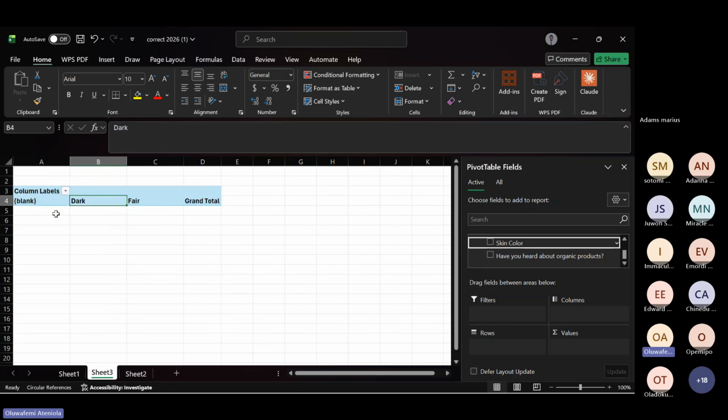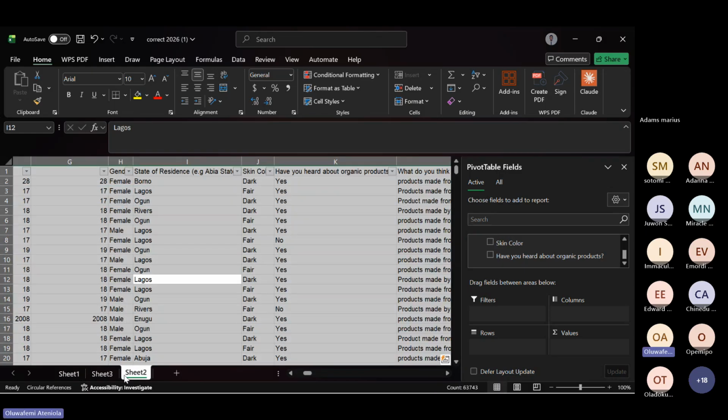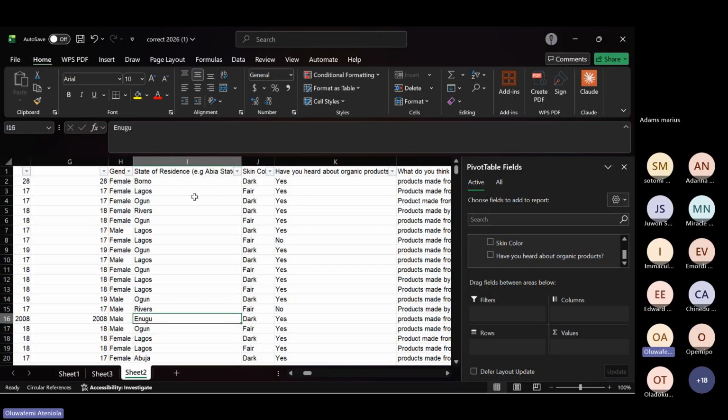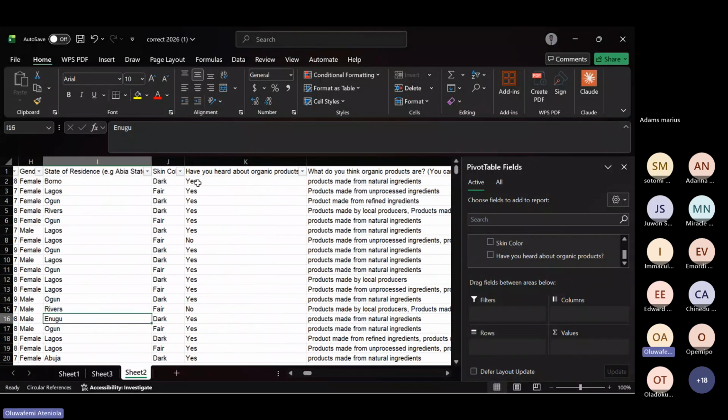So we have blank, which means we still have some cleaning to do on the other side. At no point should we be having blank, or we can just change them to unknown. Let's quickly do that. So there's our result coming from. Okay. So what column did we drag? I think we dragged skin color, right?